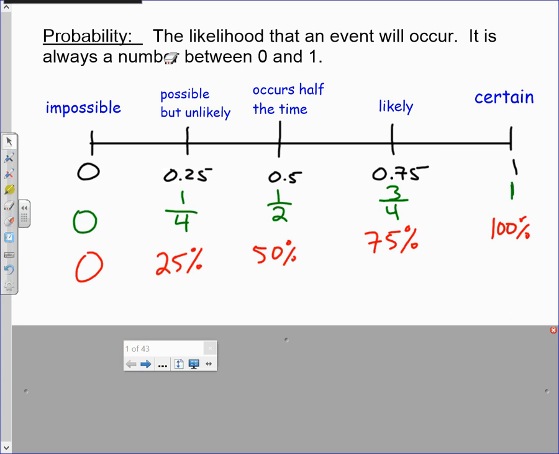Cool. So if it's on this side of the scale, it's possible but unlikely. The more you get closer to 0, the more unlikely it gets, whatever event you're dealing with. And coming this way, heading towards 100% or 1, however you want to express the probability, the more certain it's going to be. Without a doubt. If it's ever a 1, it's without a doubt going to happen.